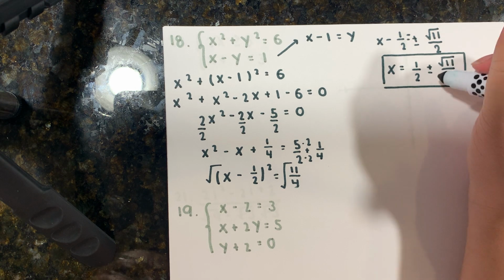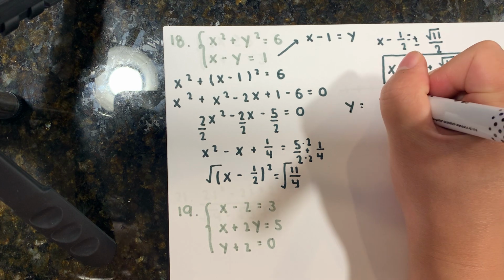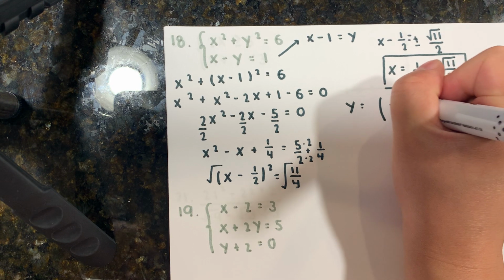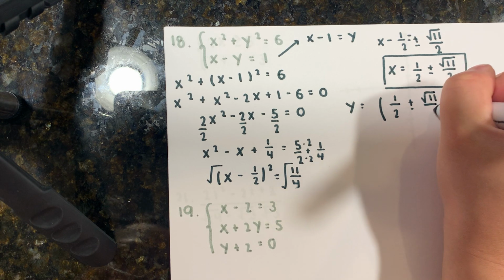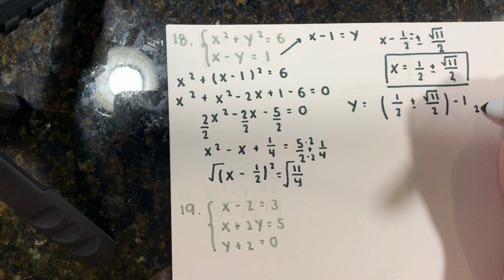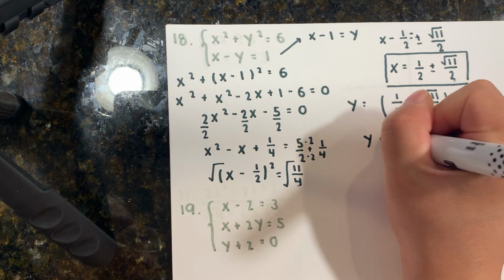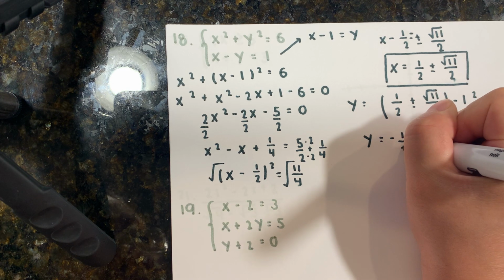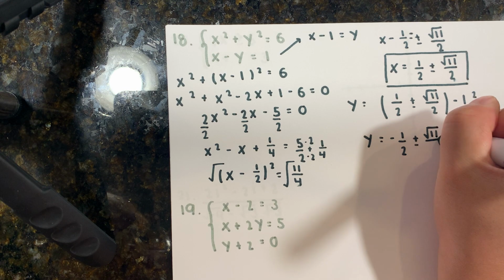Now to solve for y, you're going to plug that into that equation. So it's going to be y is equal to 1/2 plus or minus the square root of 11 over 2 minus 1. So 1/2 minus 2 over 2 would just be negative 1 over 2 plus or minus root 11 over 2.